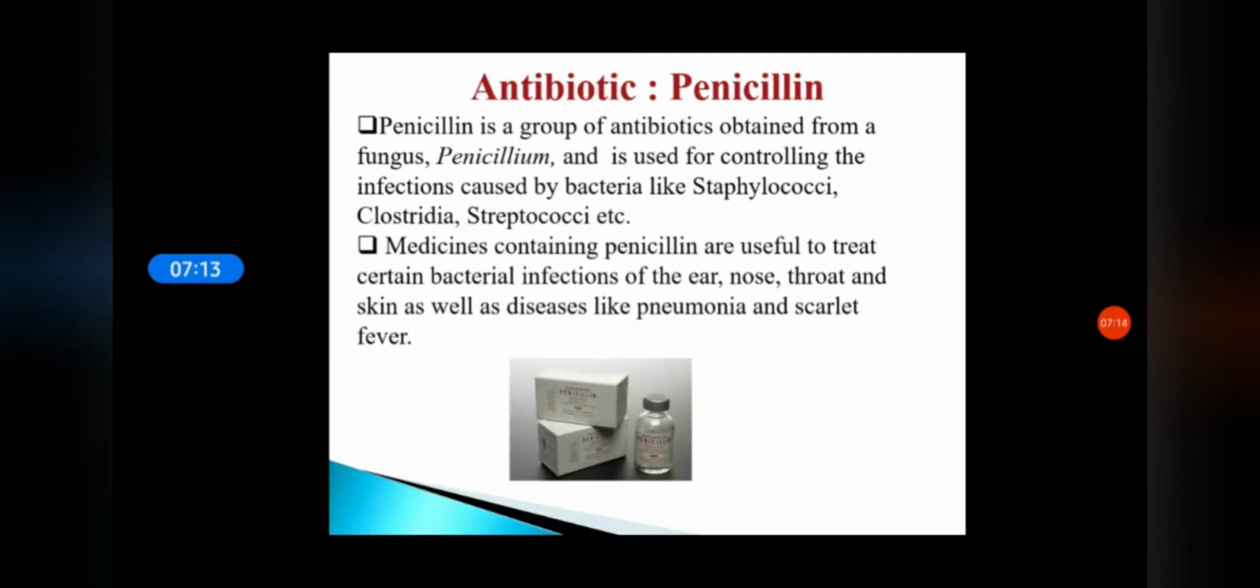The most well-known antibiotic, penicillin, is obtained from the fungus Penicillium and is used for controlling infections caused by bacteria like Staphylococci, Clostridia, and Streptococci, etc. Medicines containing penicillin are useful to treat certain bacterial infections of the ear, nose, throat, and skin, as well as diseases like pneumonia and scarlet fever.